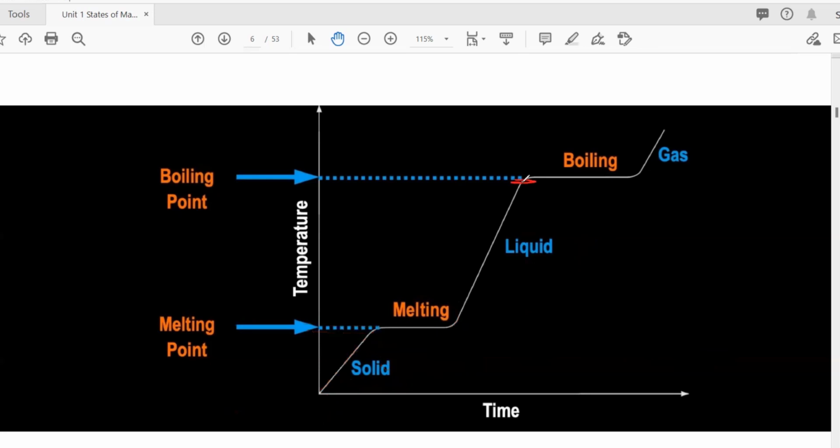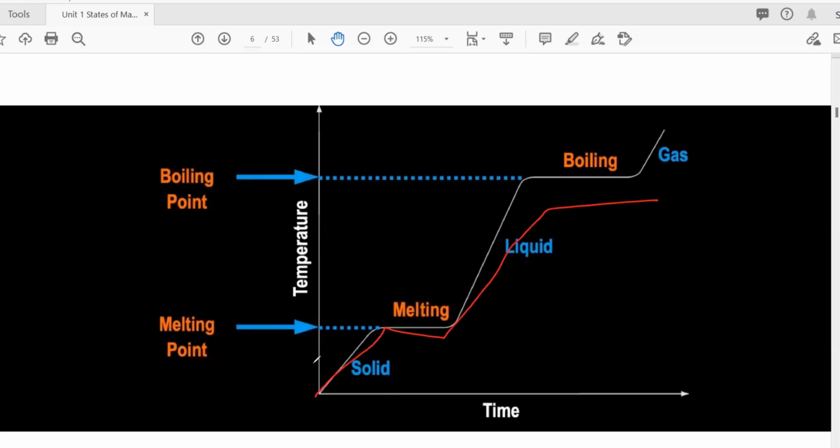And when it reaches here, again the temperature will not increase. Why? Because the boiling point came. When the boiling point came, the heat is used to convert liquid into gas. And now it has become gas. Here it has more temperature. You know that steam always has a temperature of more than 100. So it is a heating curve. This curve is known as a heating curve, which is showing the process of heating.